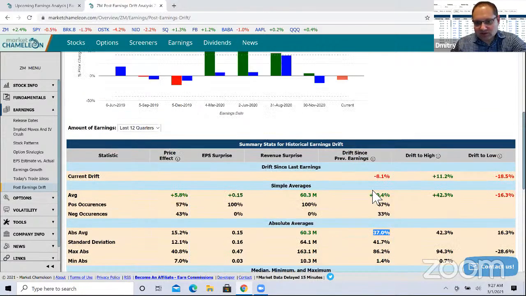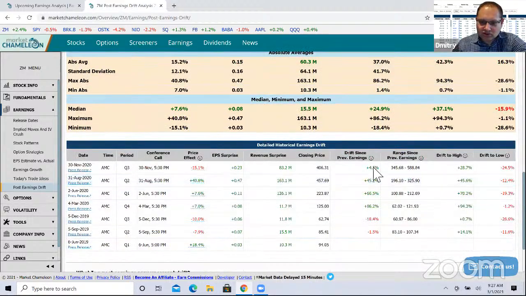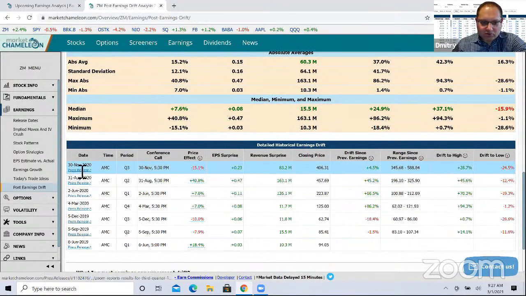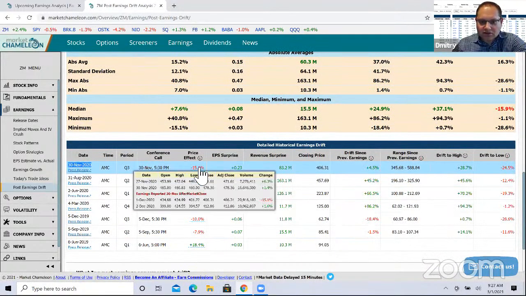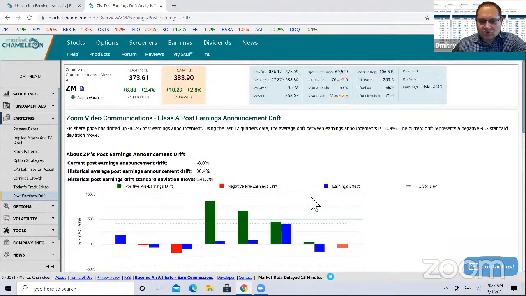So let's see what it did this time around. So this is this little red guy. That's what it's showing us, the current drift. So currently, since it last reported earnings, it's down 8%. Okay, so let's take a look over here. So over here, it reported earnings November 30th. That day, it was down 15.1%, right? 15.1%. Sorry.